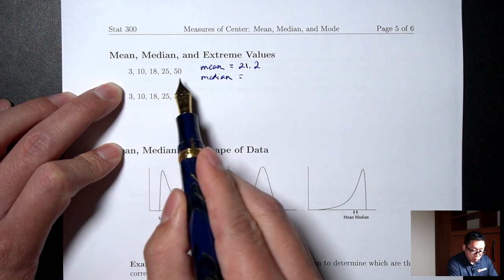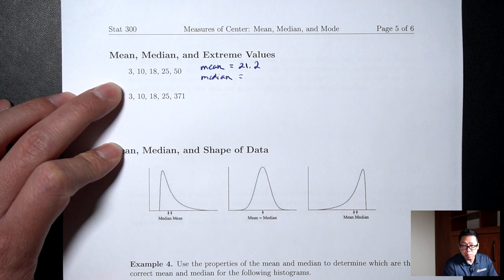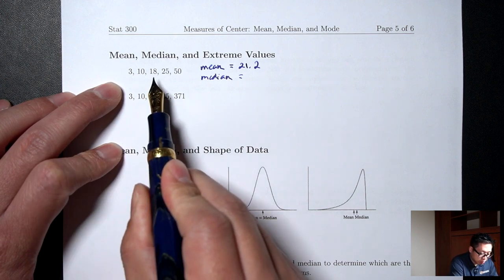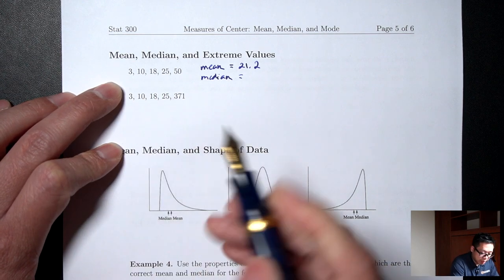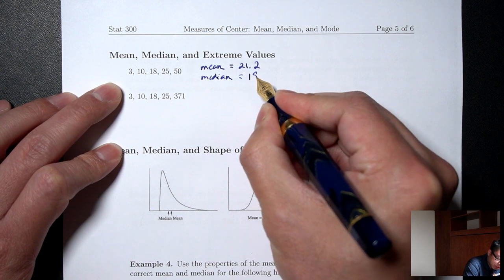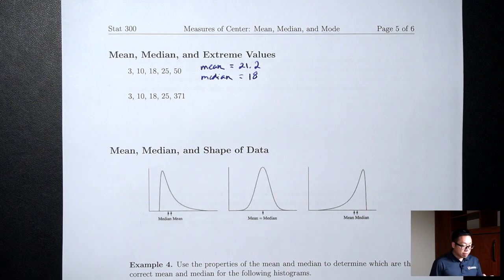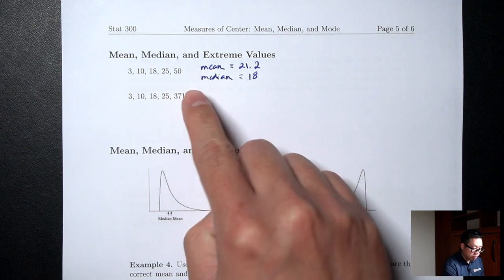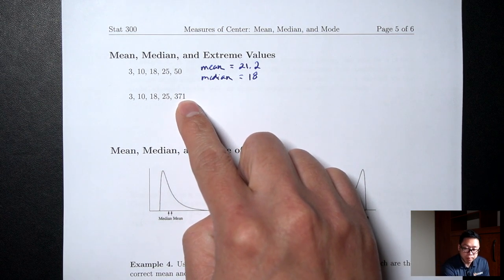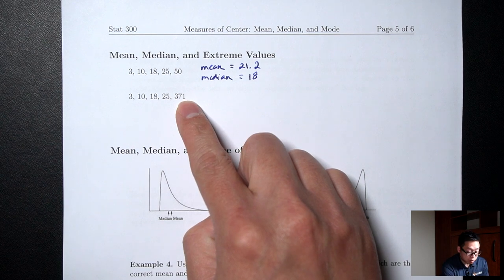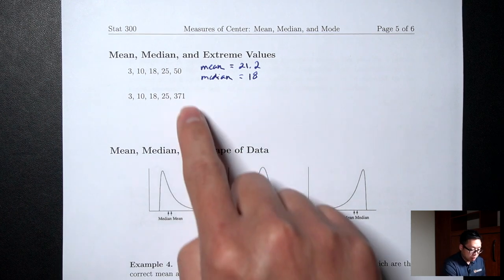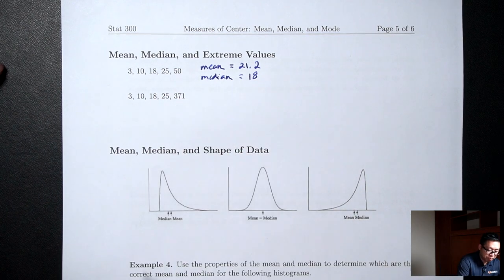the numbers are already in order, so the median is just the number in the middle. In this case, there's a number right smack in the middle. It's 18. Now, the second set of numbers are the same numbers except I changed the 50 and switched it out with a 371. So a number that is way bigger compared to the rest of the data. That's called an extreme value.